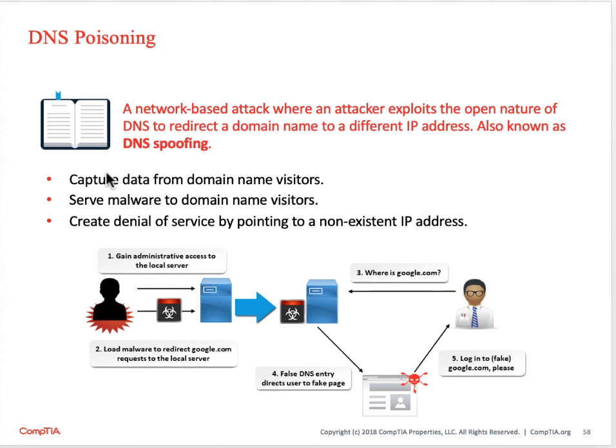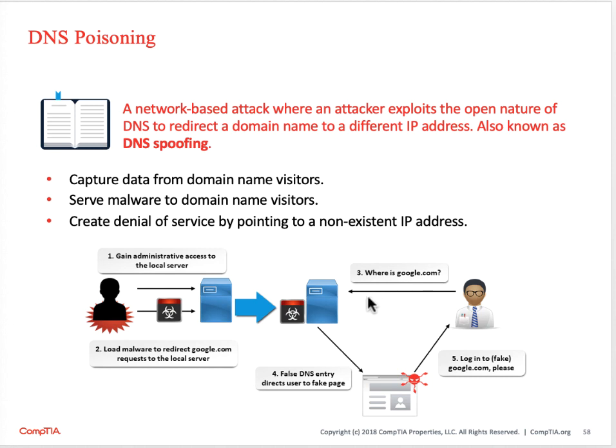So in DNS spoofing, somebody might want to capture data from the domain name visitors. They might want to serve malware to the domain name visitors, or they might want to create a denial of service. So somebody here gains administrative access to the local server, right? So somebody's going to tell us where to find google.com, right? And their number, right? But instead, they've gained access to the server and they've loaded on malware that's going to redirect google.com requests to their server, right?